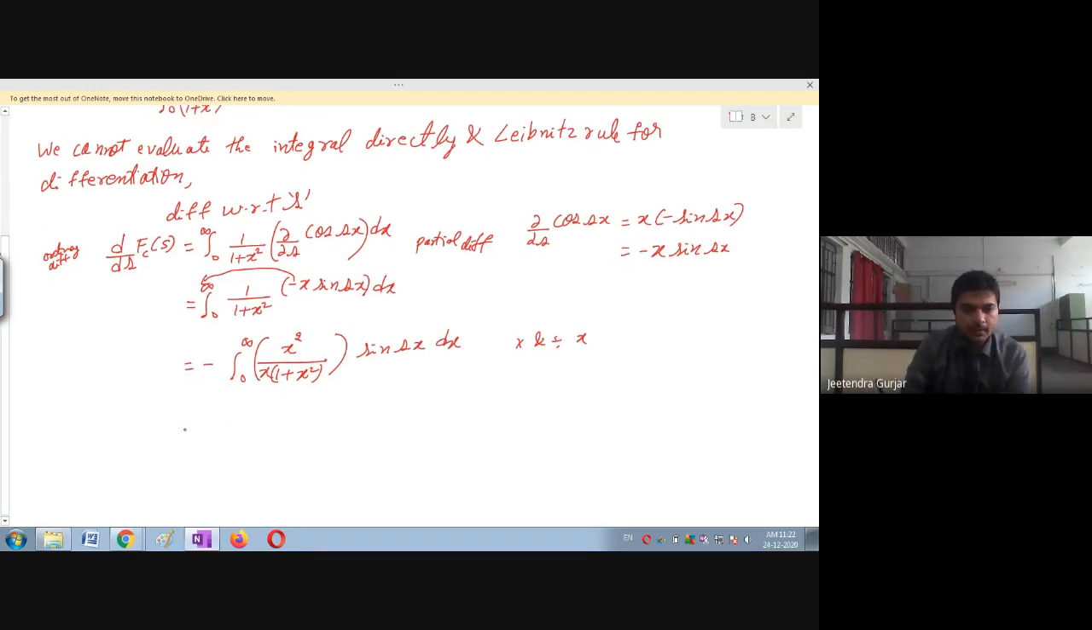Okay, so I will continue. Minus I will keep outside the integration. The integral 0 to infinity is there. Because here you can see 1 plus x square is there, so I want to add here. Therefore I will add 1 and I will subtract 1 and then the remaining terms as it is: 1 plus x square as it is, and this is sine sx dx. Till here it is clear.